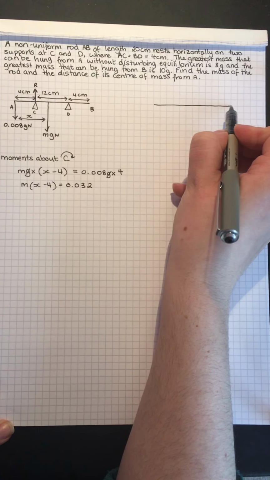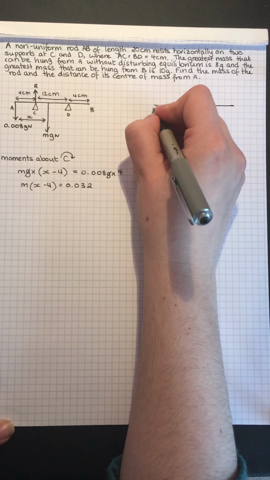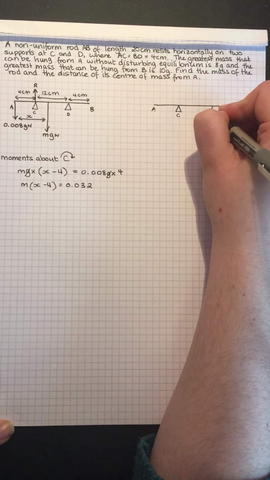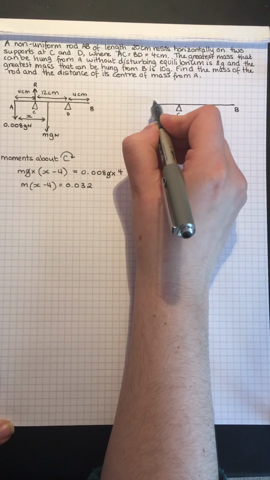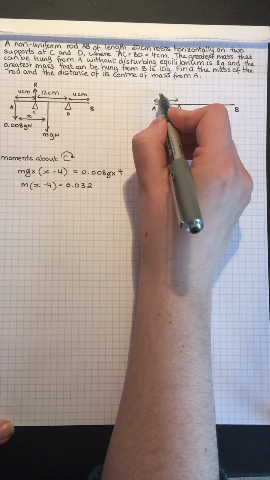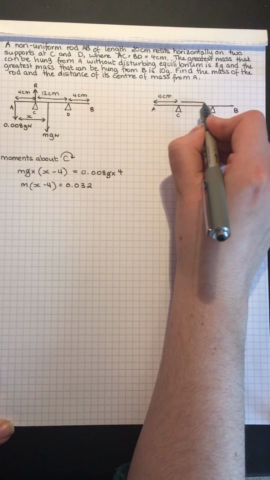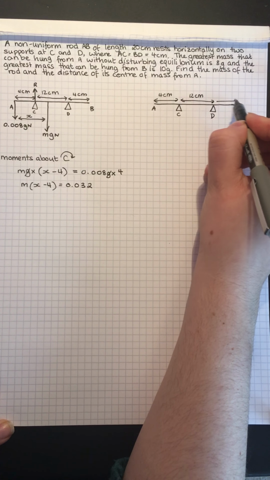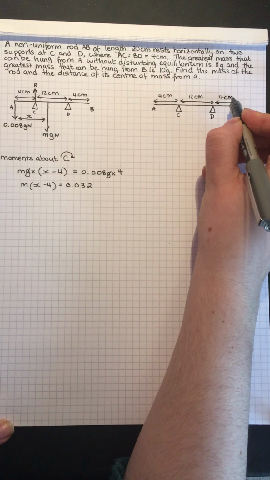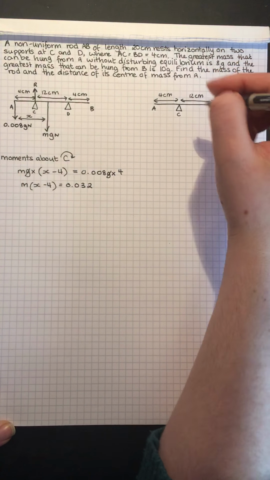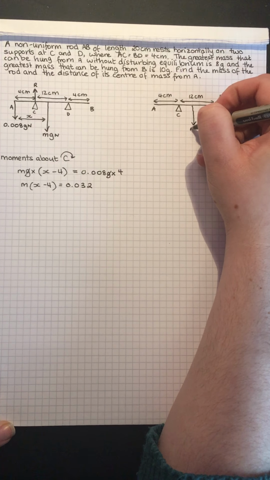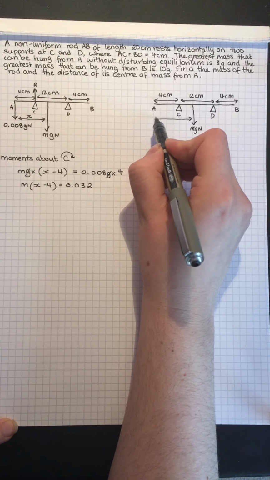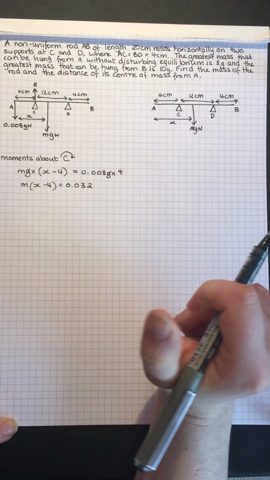So let's draw a new diagram. It's the same rod, AB, supports still at C and D. We've still got 4 centimeters here, 12 centimeters here, and 4 centimeters over here. We still have our weight in the same place. We're going to keep this as x to keep everything consistent.